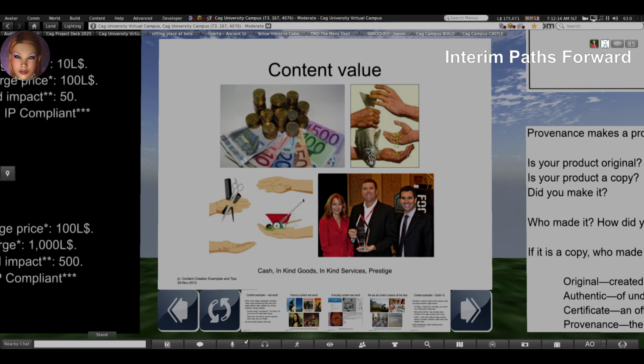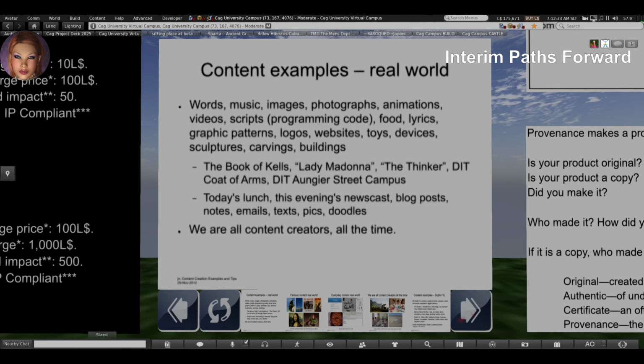The ways that you can pay for content are money. You can barter. You can trade products. You can trade services. Here, a haircut is being traded for yard work. Or you can get prestige. If you work for us for free, we'll give you a plaque of appreciation. So those are all examples.